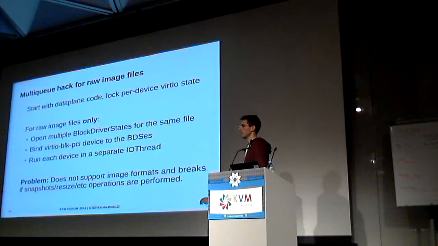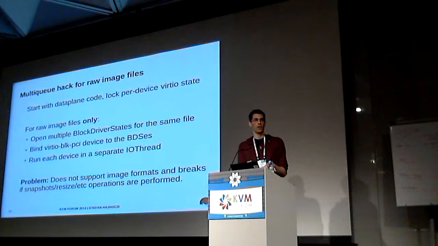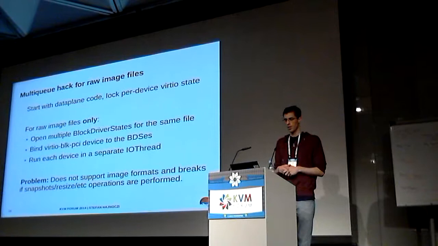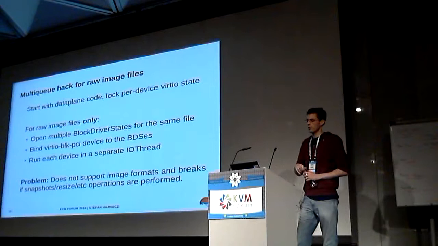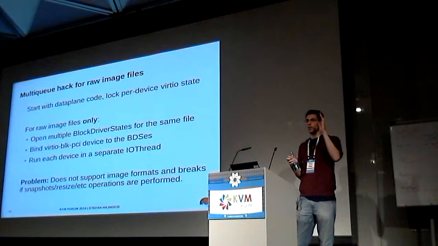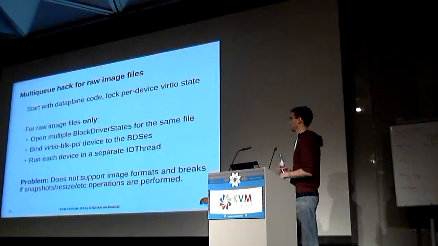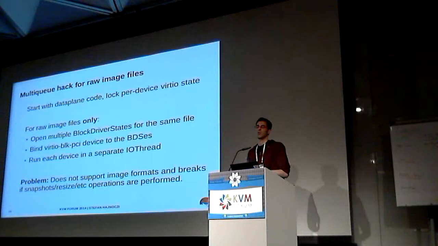That's basically the same scenario as if you try to mount a file system from multiple hosts at the same time. It's not designed to be mounted from multiple hosts at the same time, and it will get corrupted. Okay, but for raw, we could use this as a prototype. And then what we would do is we would run each queue as a separate thread. And of course, the problem at the bottom is that none of the image formats are supported. If you do snapshots or resize, it will be inconsistent. But this could be used for benchmarking.